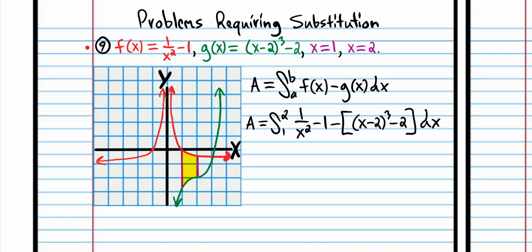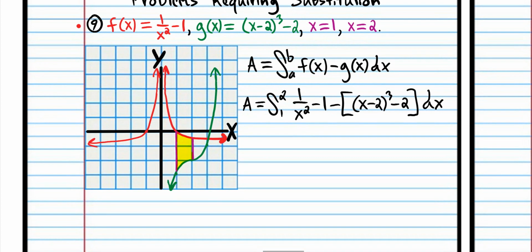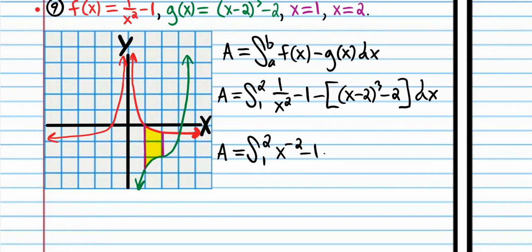Okay, so let's simplify the expression. We're going to need to change this to x to the negative 2 power before we integrate, so might as well just do that now. We need to distribute the negative. So that changes those signs.